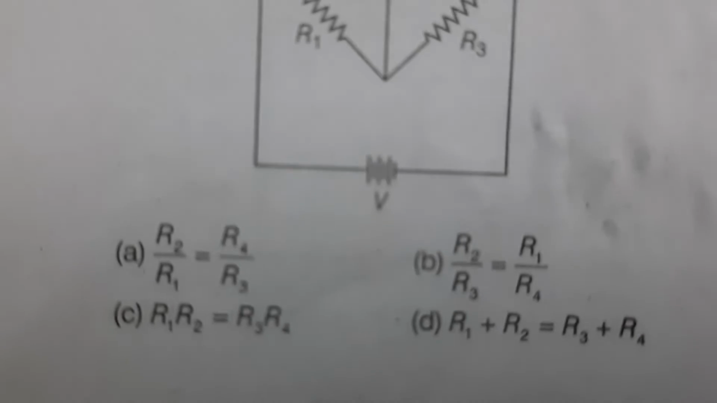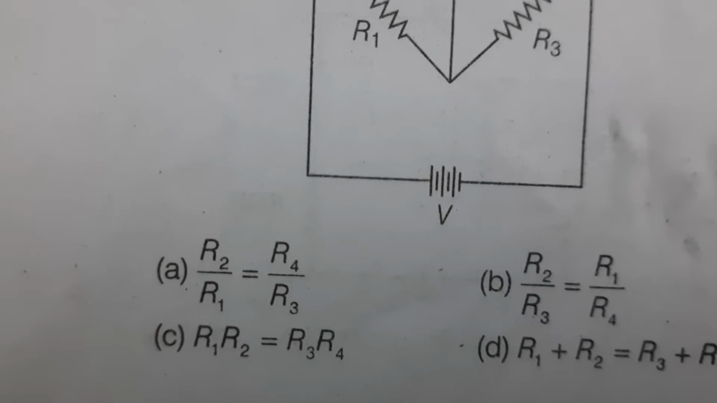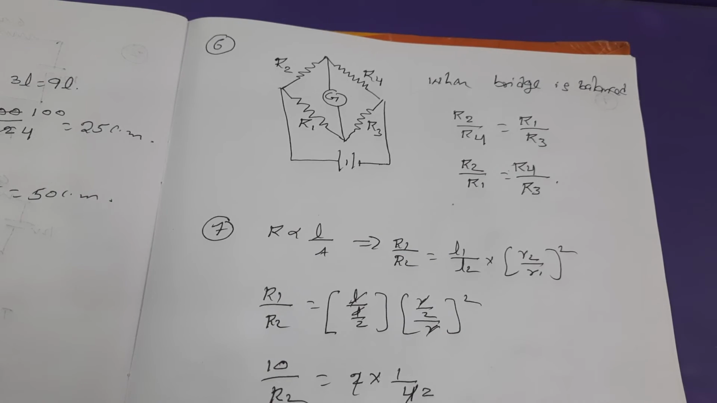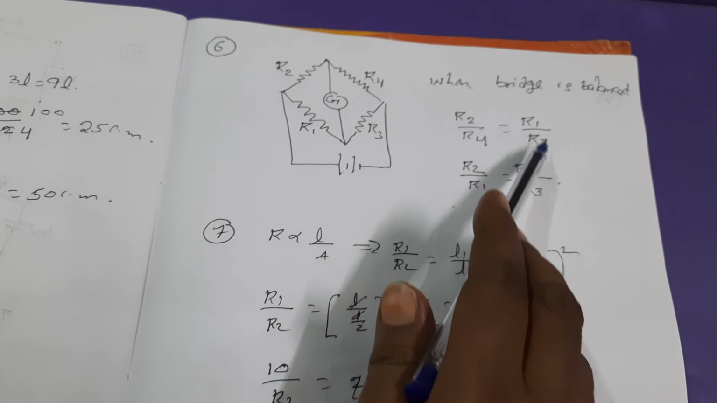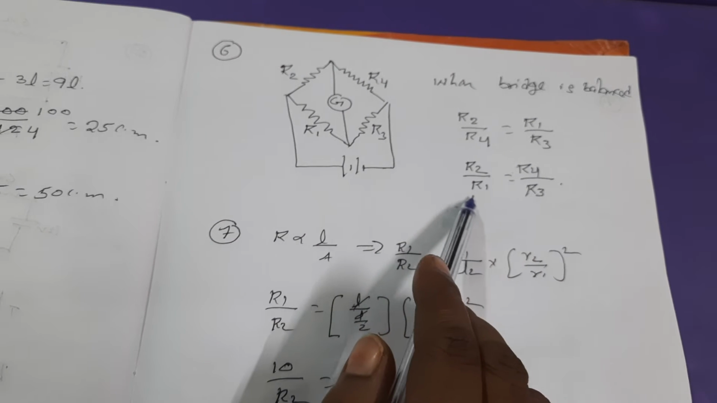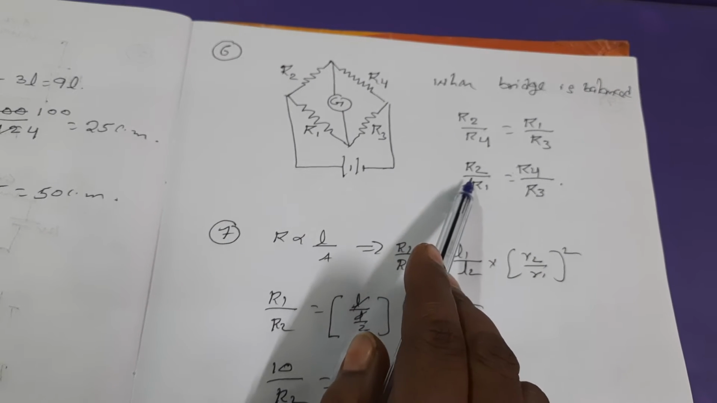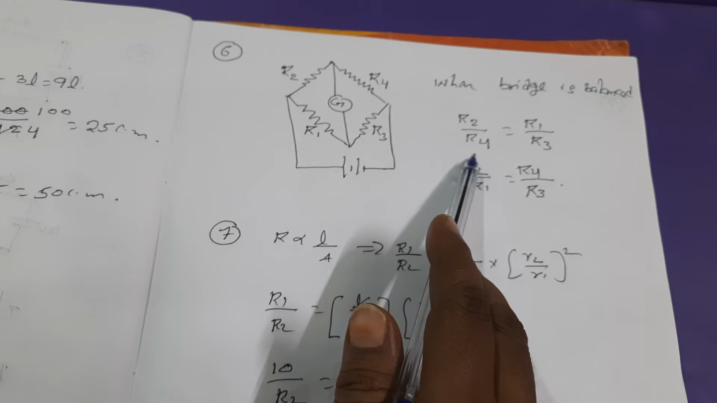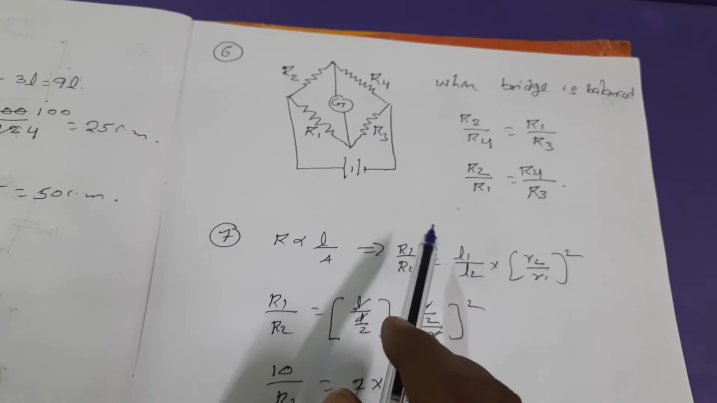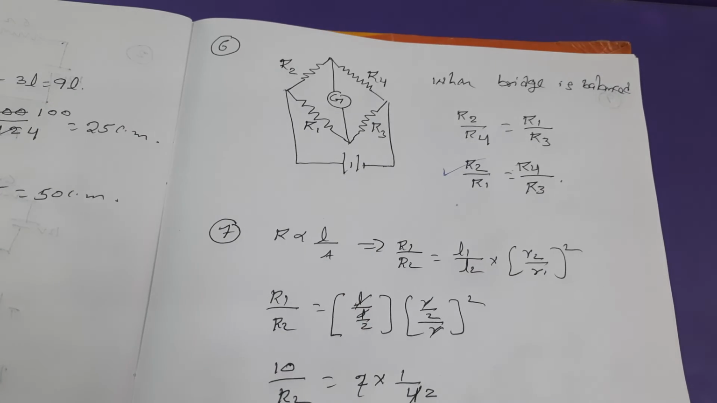But based on the given options, we should give the answer. So here it should be right. Look here, R2 by R4 equals R1 by R3. But it matches our first option. It should be right. R2 by R1 equals R4 by R3 after cross multiplication. So this is the correct option, the first option.